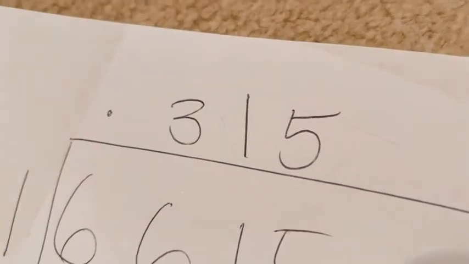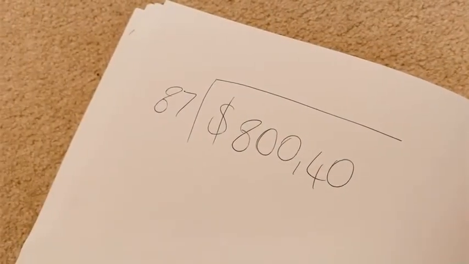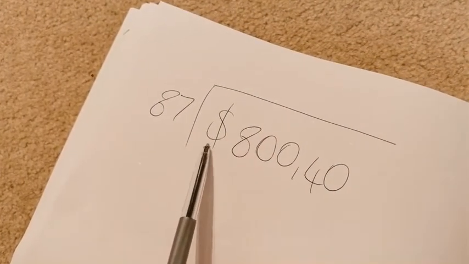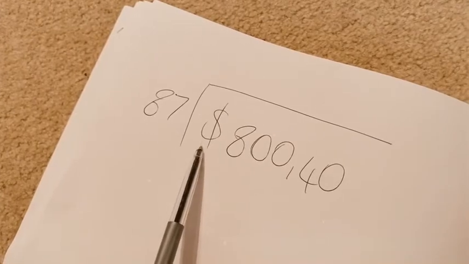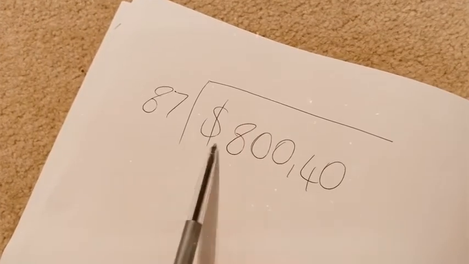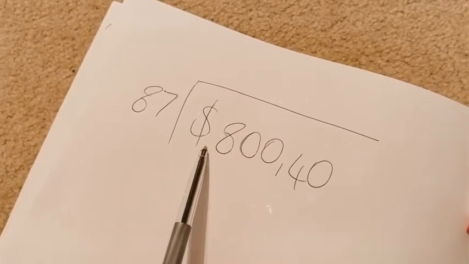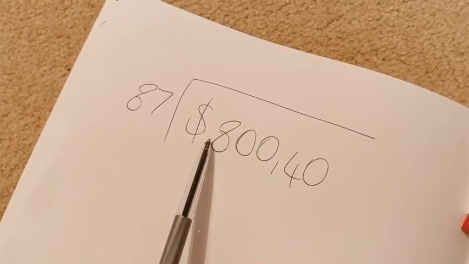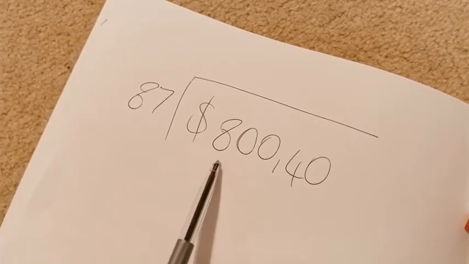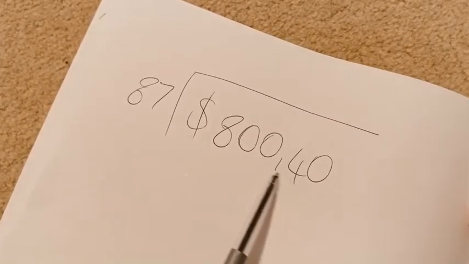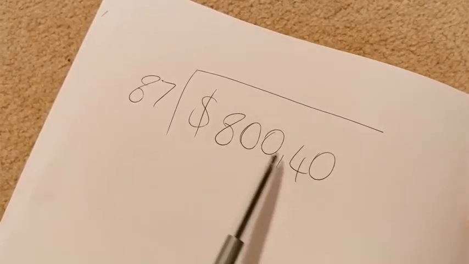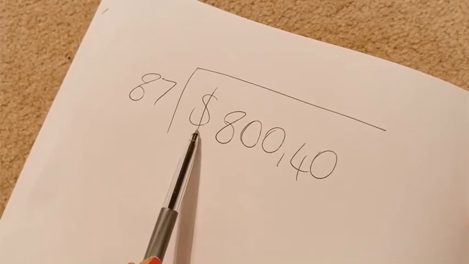Well done, you beauts. Now, sometimes you might get a sum which has a dollar sign or a rand sign or a pound sign. That is the type of symbol which means a currency, and when we're doing our division sum, we completely ignore it. It just means that this is an amount in money terms, but we ignore that symbol until the end.